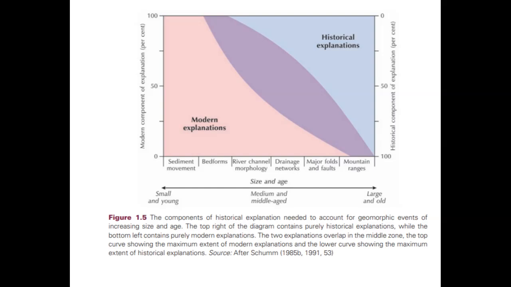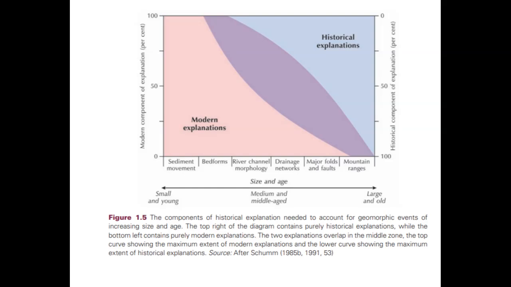Figure 1.5. The intersection of historical and modern explanations. Figure 1.5 illustrates the relationship between historical and modern explanations in interpreting geomorphic events, which are events that shape and change the Earth's surface. We can visualize this figure as a spectrum ranging from explanations that rely entirely on current geological processes, modern explanations, to those that depend on the study of ancient rocks and sediments, historical explanations.